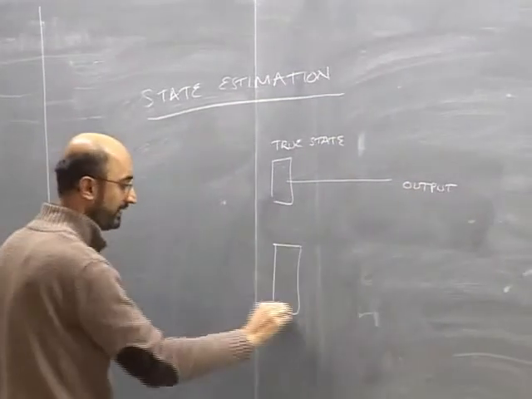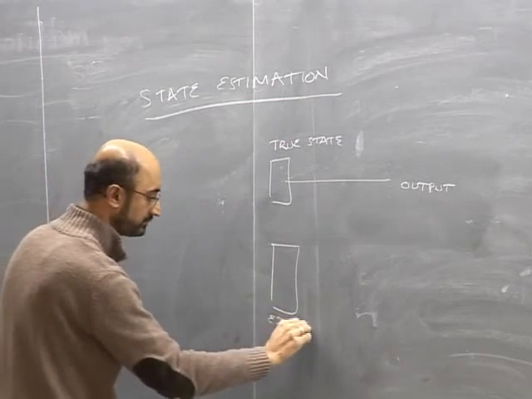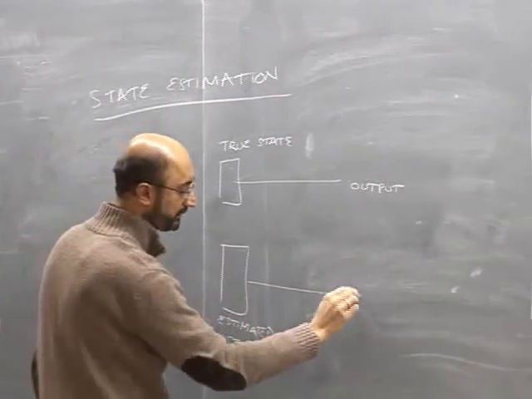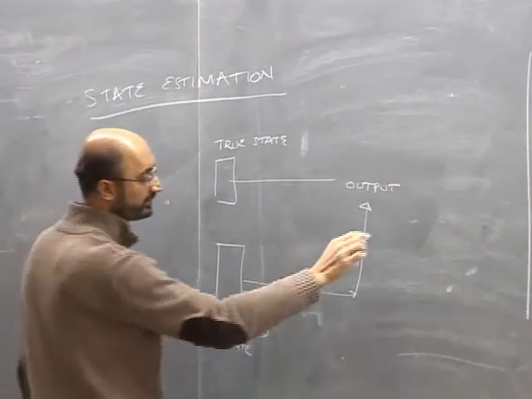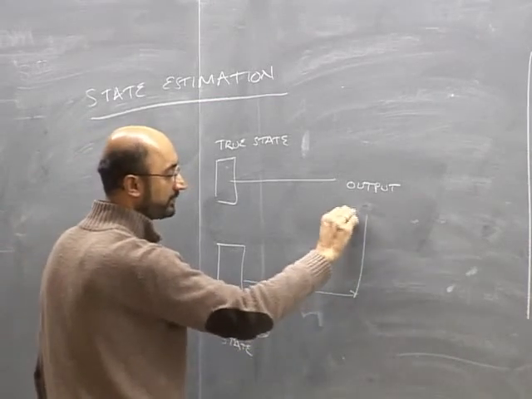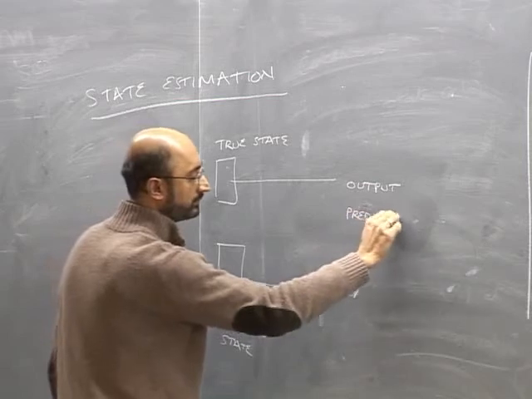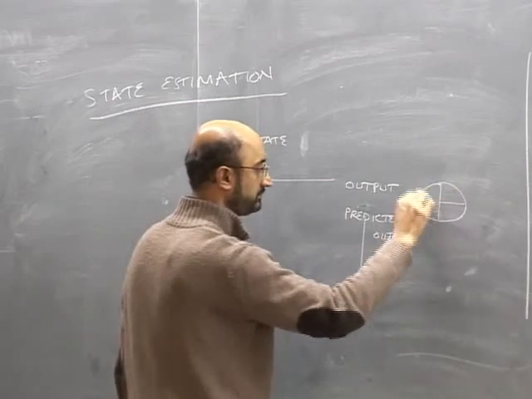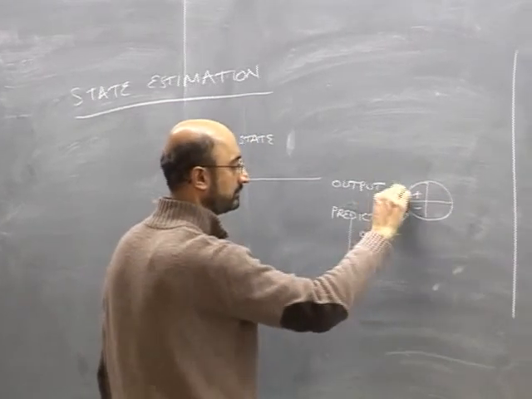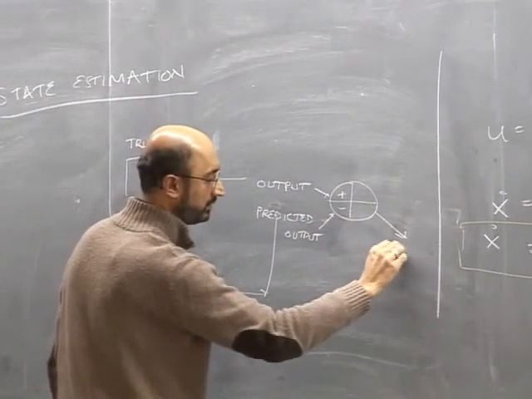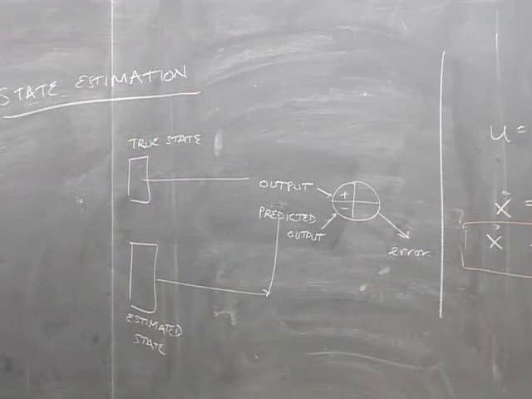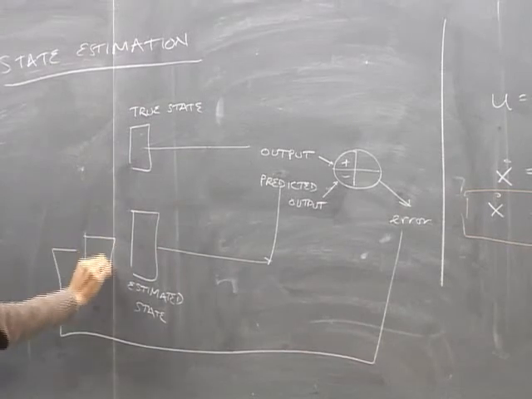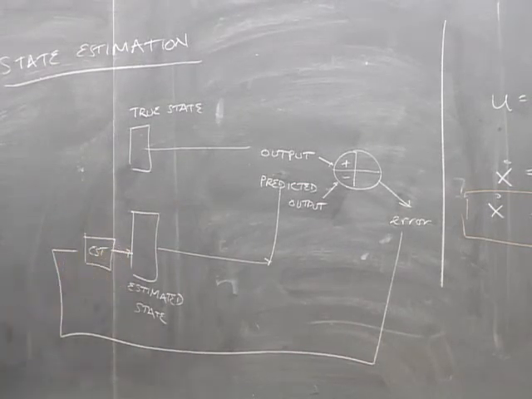Okay, and then we have some estimated state, and that leads to some other output. Actually, it should lead to the same output. So what you can do is compare the output and the predicted output, and we put this into a comparator, okay, and what comes out of this is the error. With this error, I can go right back and feed it into an estimator, which has the estimator state.